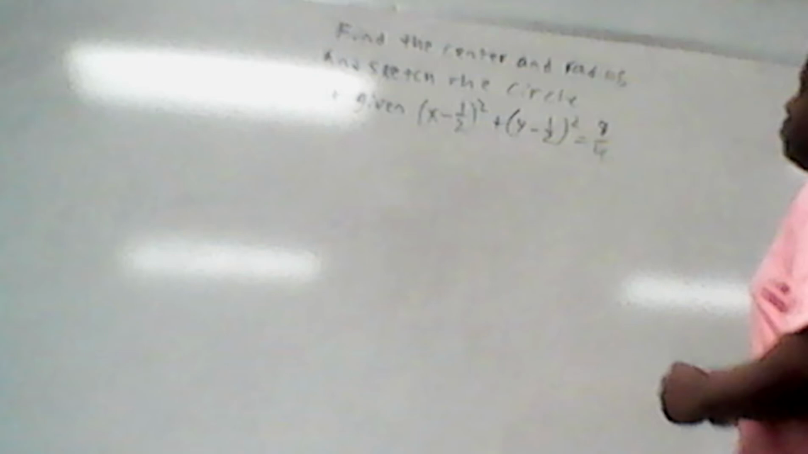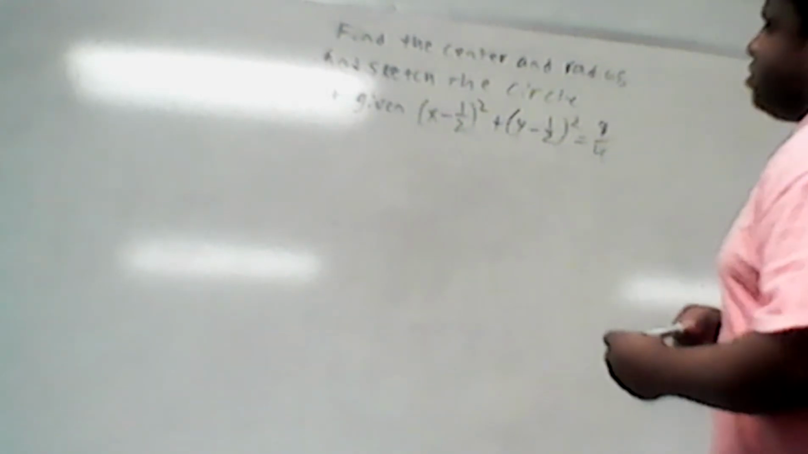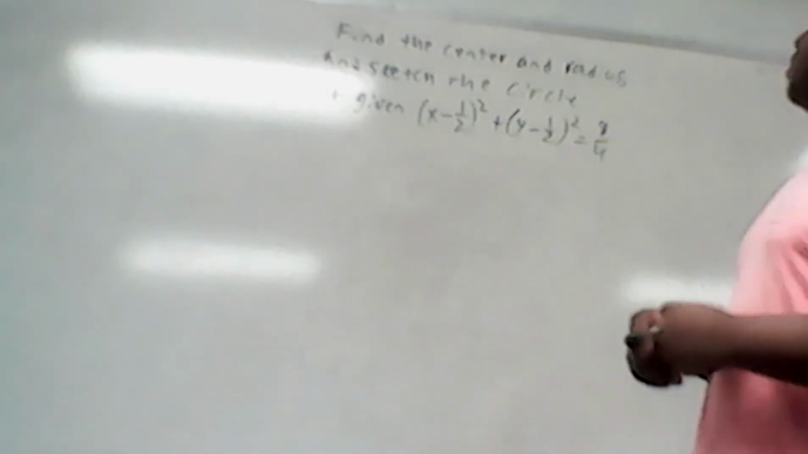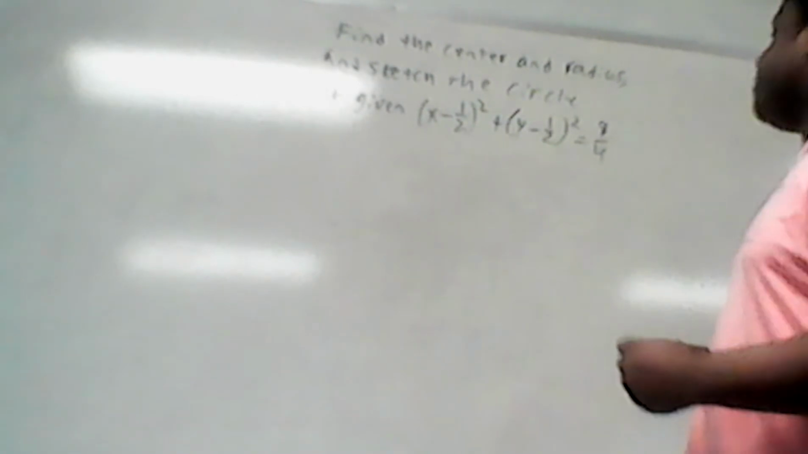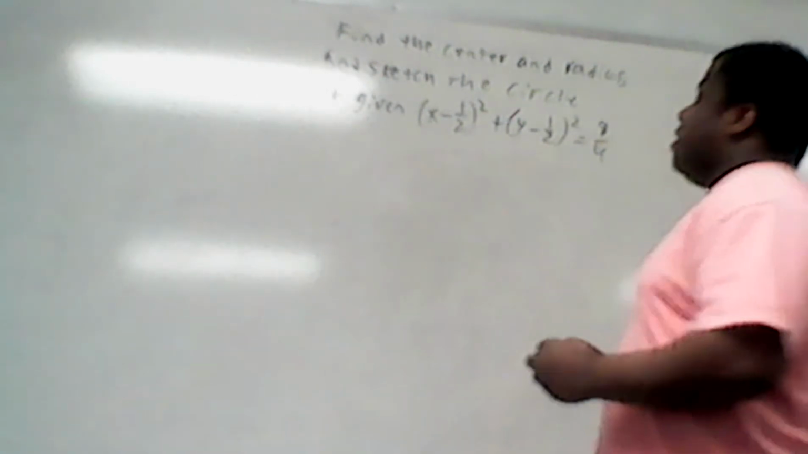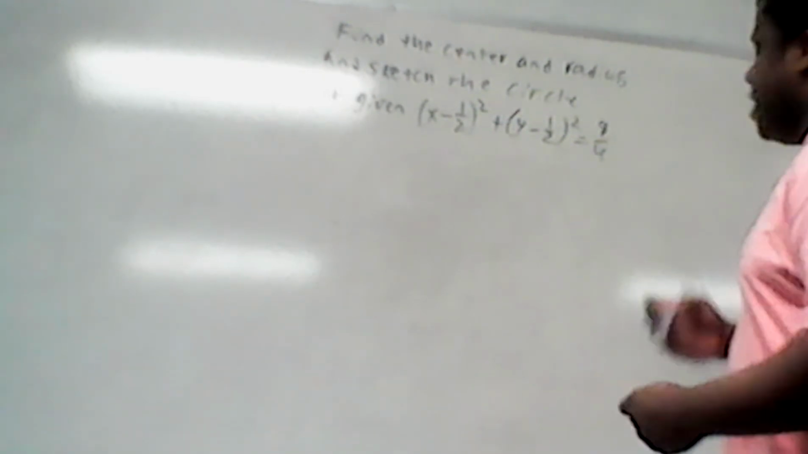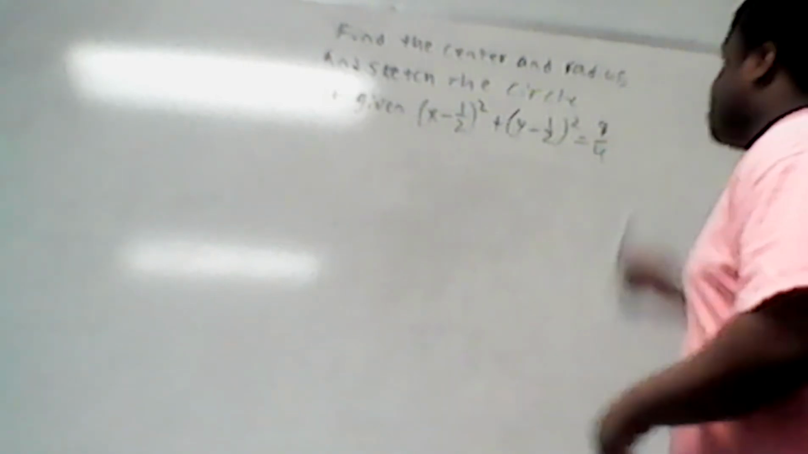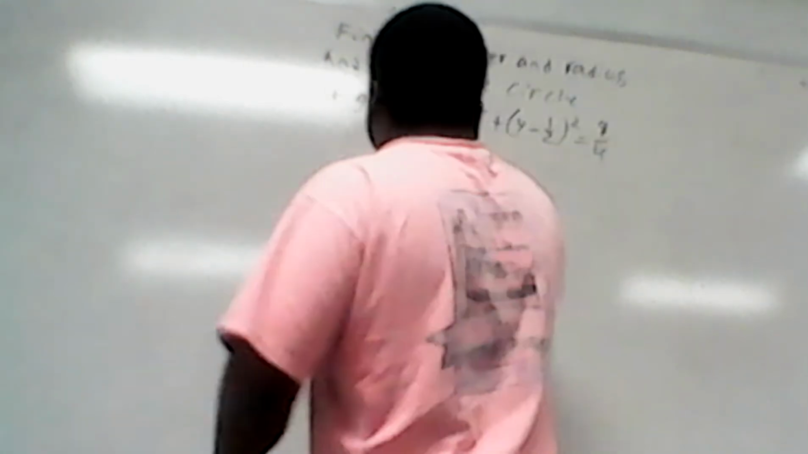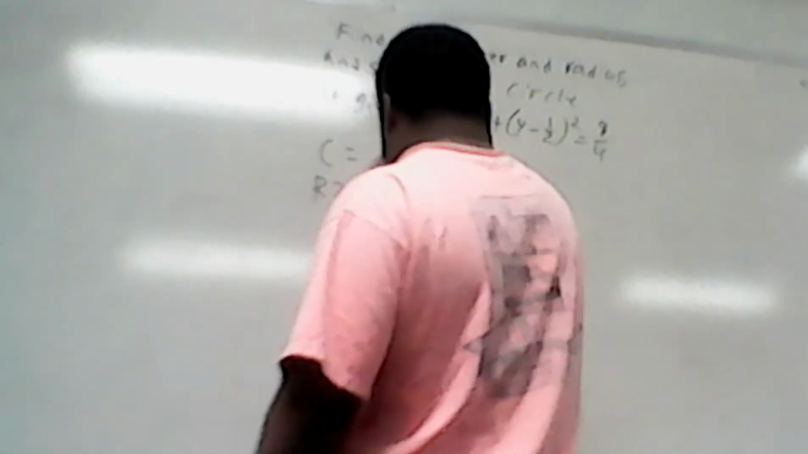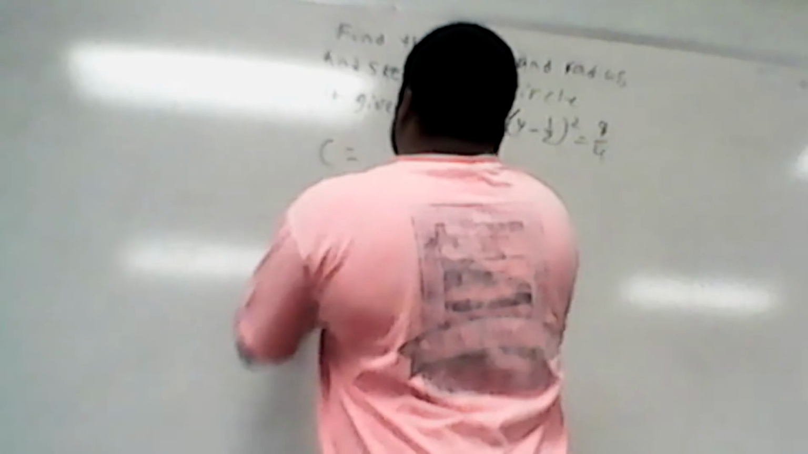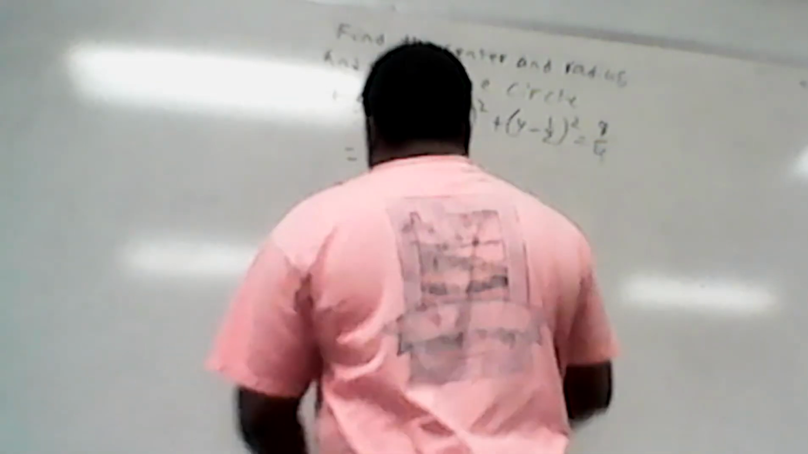Okay, so today's video is going to be finding the center and radius and sketching the circle if given a circle in standard form. So today we have (x − 1/2)² + (y − 1/2)² = 9/4. The two parts, like it says in the problem, it wants us to find the center, and it wants us to find the radius, right? Should not use big R, should use small letters. So c and r here.